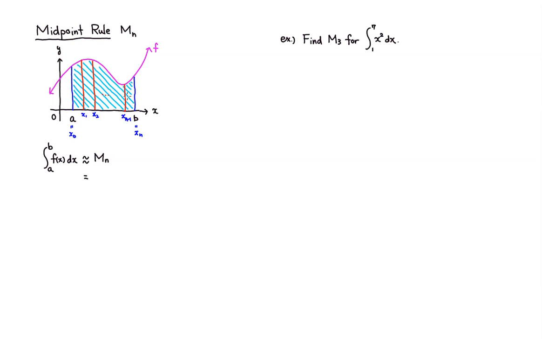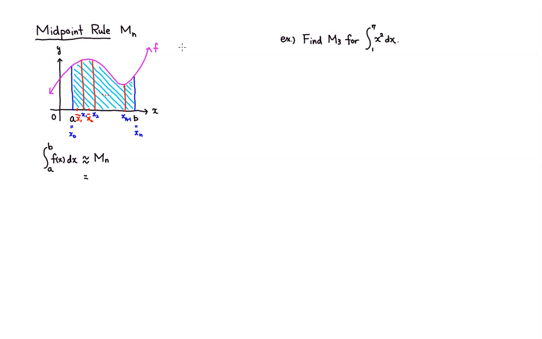Instead of using the left endpoint or right endpoint, we're going to use the midpoint. For the first one, the midpoint is right around here. The notation for this is x1 bar, because it's the first one. Bar means it's the midpoint. The next one is x2 bar.